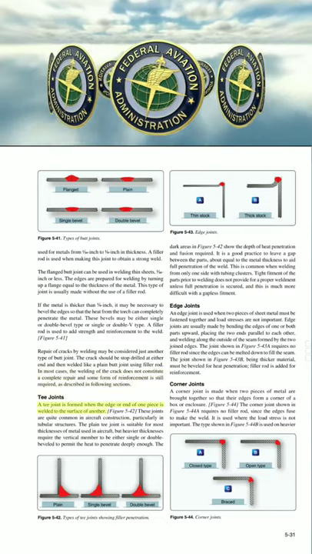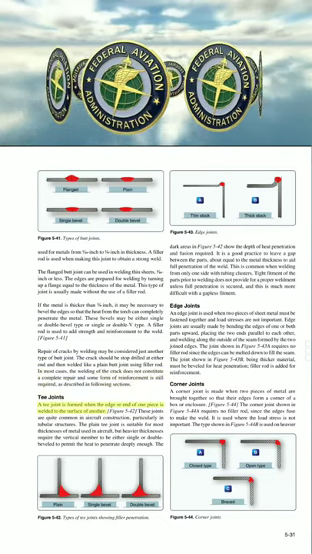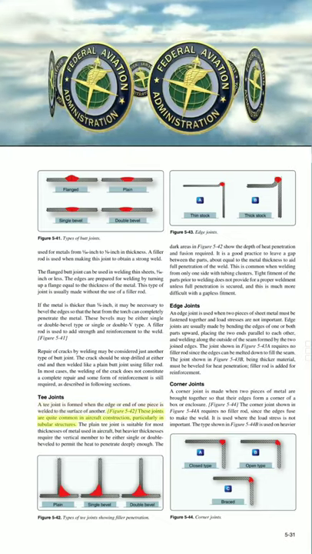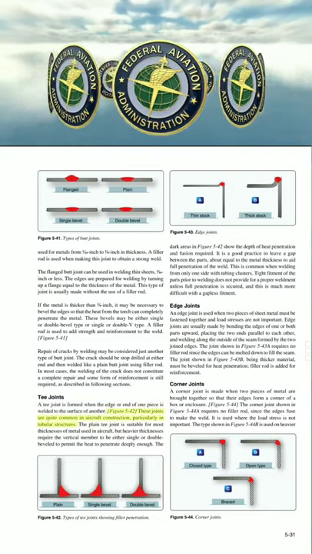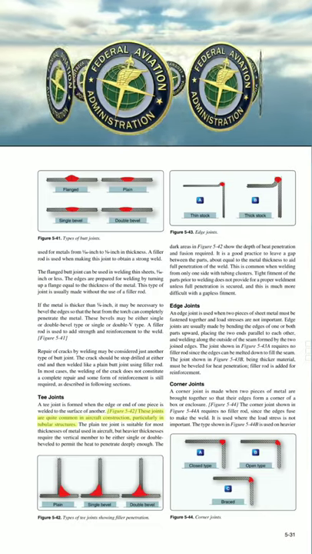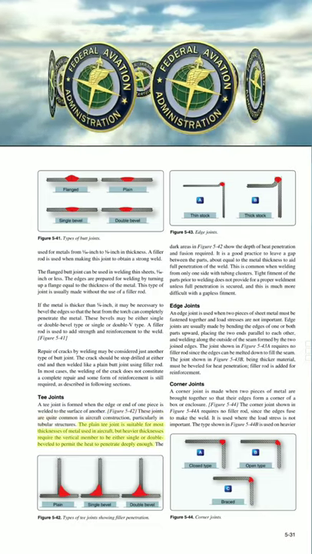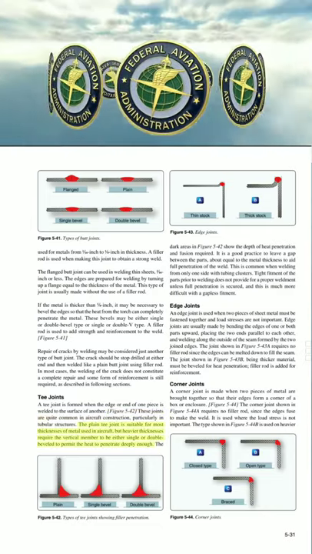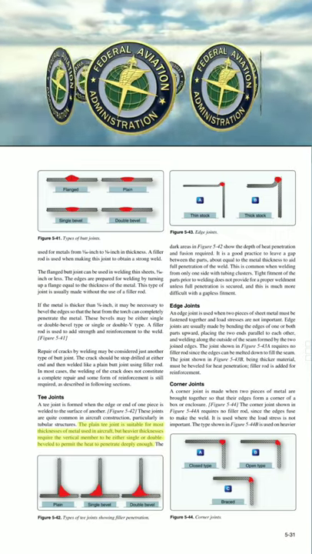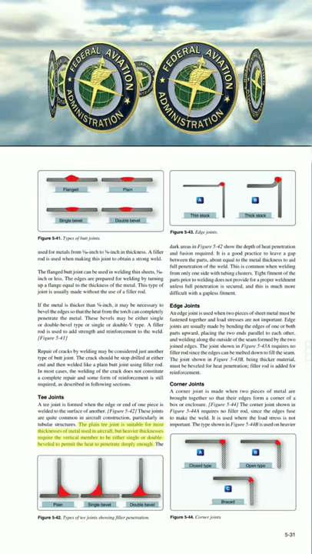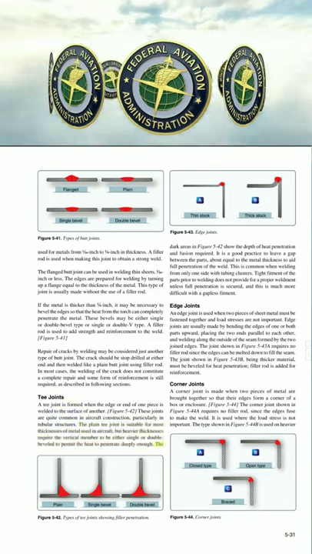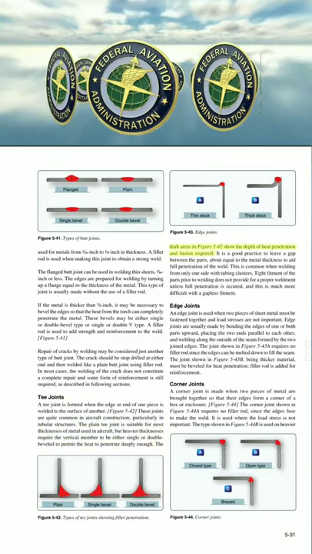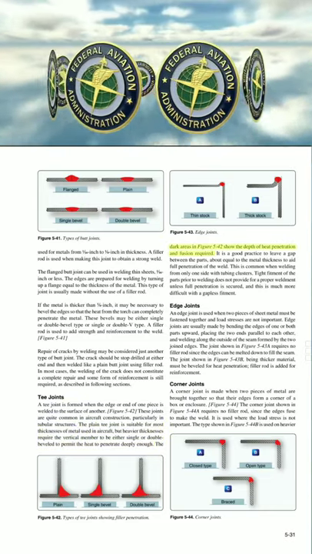T-joints. A T-joint is formed when the edge or end of one piece is welded to the surface of another. Figure 5-42. These joints are quite common in aircraft construction, particularly in tubular structures. The plain T-joint is suitable for most thicknesses of metal used in aircraft, but heavier thicknesses require the vertical member to be either single or double beveled to permit the heat to penetrate deeply enough. Dark areas in Figure 5-42 show the depth of heat penetration and fusion required.